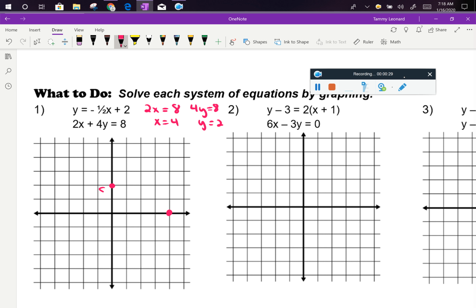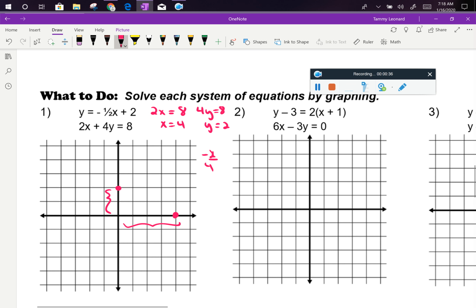If I look at that, that's going down 2 and right 4. So down 2 and right 4 would reduce to a slope of -1/2. So that'll let me put in a few more points to get this line to go accurately all the way across the graphing space. Then I can go back and I can graph the original line. The original line started at a y-intercept of 2, and it has a slope of down 1, right 2.